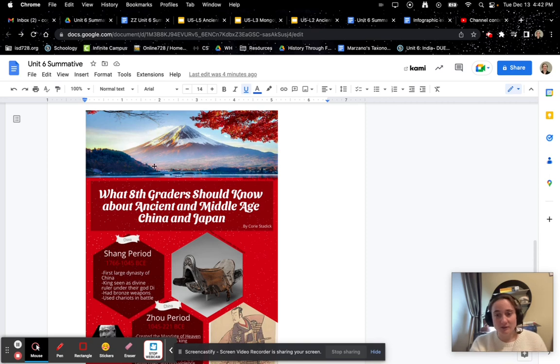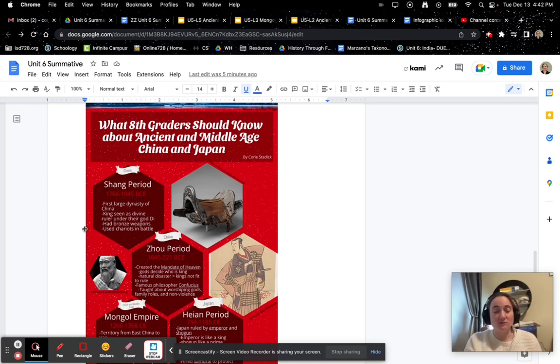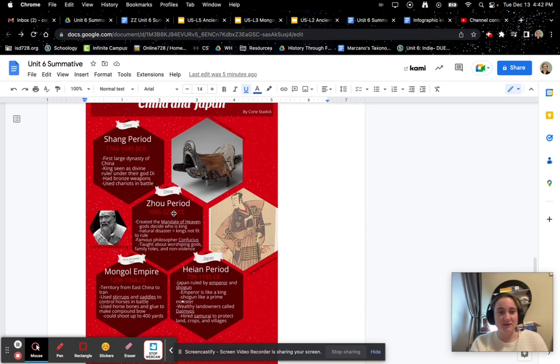I started off with a nice little pretty picture, Mount Fuji. Had a big headline, what 8th graders should know about ancient and Middle Age China and Japan. Again, you're doing India. And then I made these cool little hexagon shapes where my text is. So I talk about the Shang period, the Zhou period, the Mongol Empire, then the Heian period. I talk about each one of them. I underline my vocab words. You don't have to underline your vocab words, but if you like to, it's always really helpful. I also included my pictures, and I included a little text box below them, like this one right here, Samurai, Met Museum. Bam, done. That's all you need to do for the images. Okay?